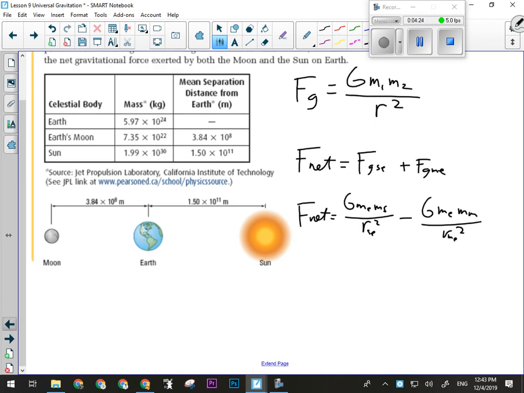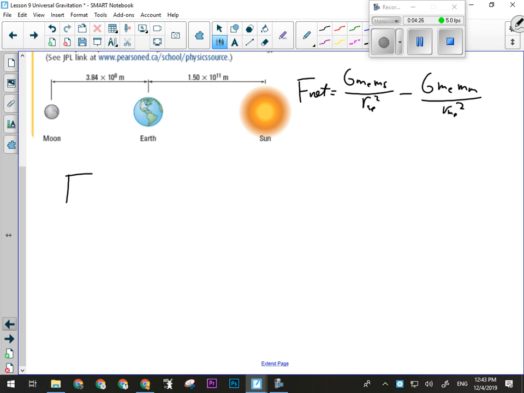So what I'll be looking at then is this. F net equals, big brackets here, 6.67 times 10 to the minus 11 times 5.98, or sorry, they have 9.7.